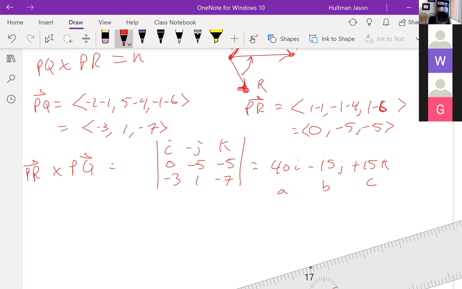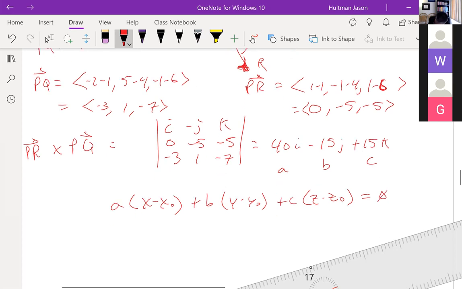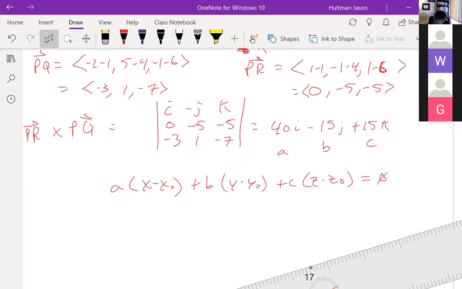Okay. So let's look at our equation. Our equation was A times x minus x naught plus B times y minus y naught plus C times z minus z naught, okay, is equal to 0. That's the equation of our plane, where A, B, and C are orthogonal to the plane.